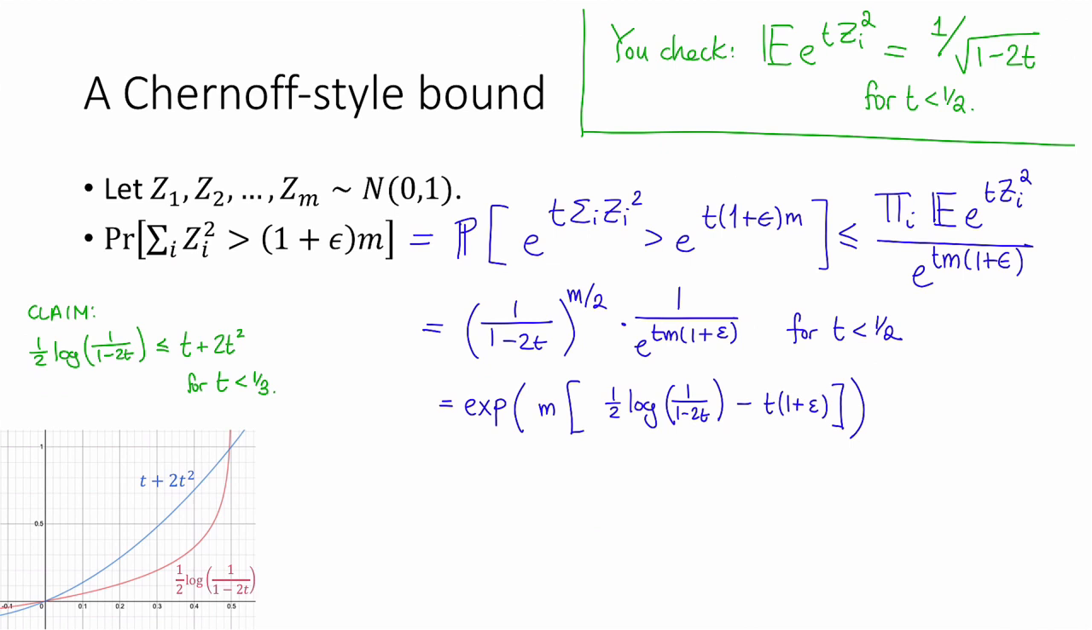So conveniently, I have the plot right here. Here's the plot of this 1/2 log 1 over 1 minus 2t. Here's the plot of t plus 2t squared. And you can see that indeed this one is larger for any t less than a third. A third is about here. Okay, technically also t is greater than 0.